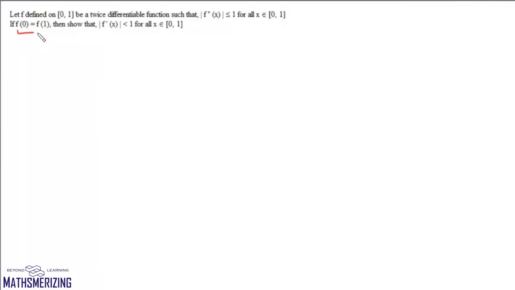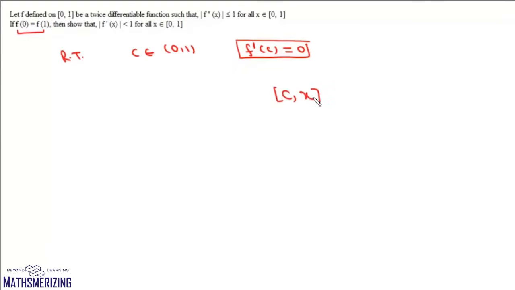Now in this question it is given that f(0) equals f(1). Now if f(0) equals f(1) and the function is continuous and differentiable, then from Rolle's theorem we can say that there exists a point c in the interval (0, 1) such that f dash c is equal to 0. So we have a point in (0, 1) where f dash c is 0. Now we'll use Lagrange's mean value theorem in the interval c to x. Then we can say there exists a point d such that f double dash d is equal to f dash x minus f dash c upon x minus c.